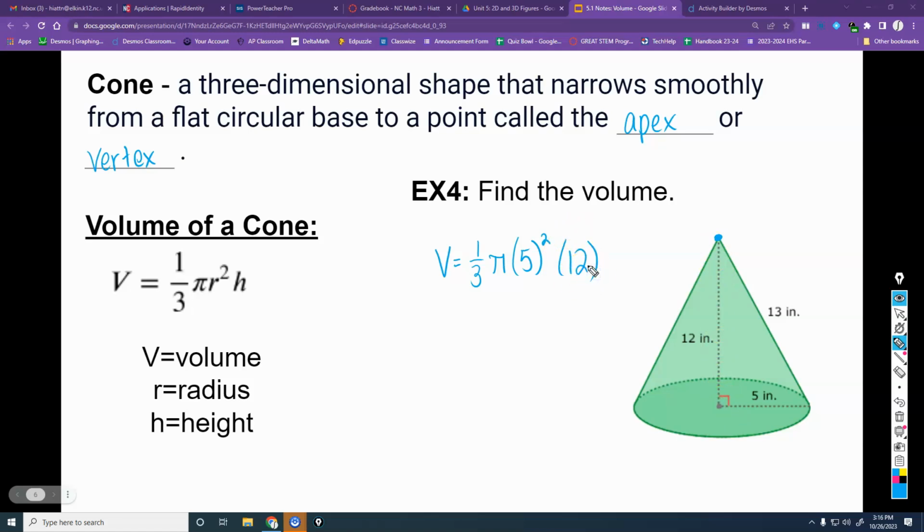So if we type that in, 1/3 times pi times 5 squared times 12 is going to give us 314.159, and that would be cubic inches.